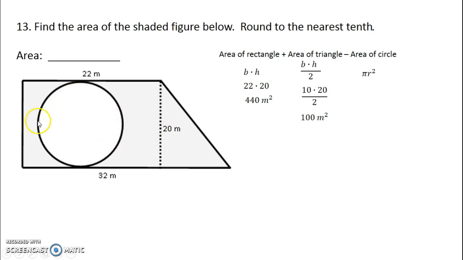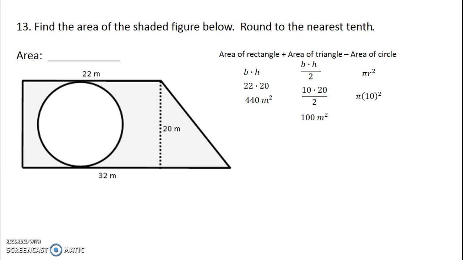So instead of looking left to right for a diameter or a radius, look top to bottom. We were told earlier that this rectangle had a height of 20. The triangle has a height of 20. So that means our circle has a diameter of 20. The distance from one edge of the circle to the other, going through the center, is 20 meters. So if the diameter is 20 meters, then our radius would be 10 meters.